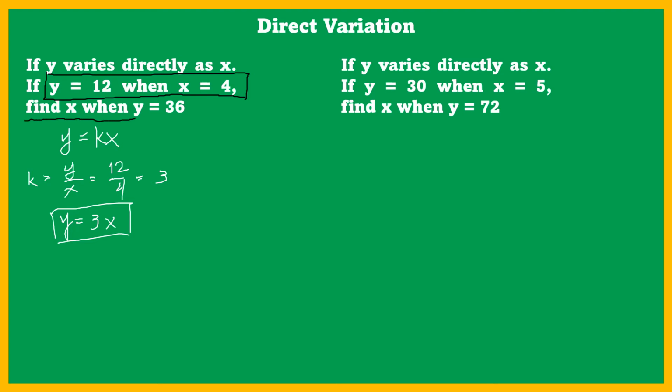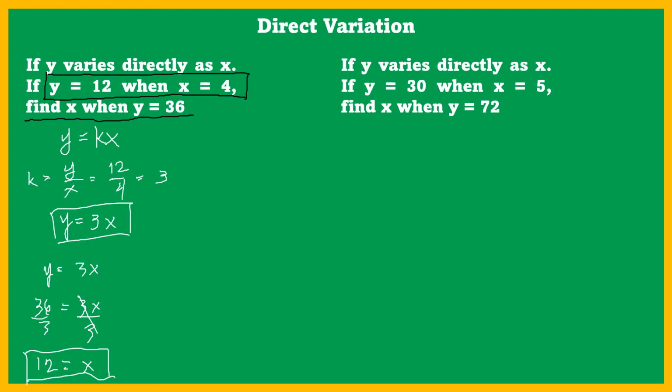Find x when y is equal to 36. Now, using this equation of variation, y is equal to 3x. So, remember, 36 yung y. So, substitute lang natin. 36 is equal to 3x. And then, solving for x, we divide both sides by 3. So, cancel siya. And then, x is equal to 12. This is the answer. Okay, so, when x is 12, y will become 36. This is our answer to the problem.